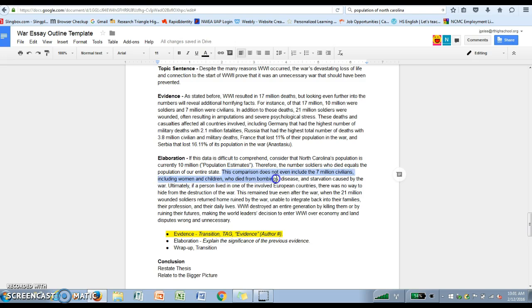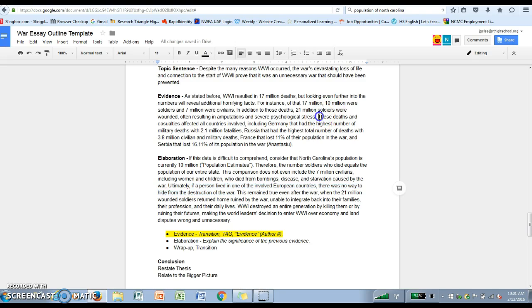So then the essay says, this comparison does not even include the 7 million civilians, including women and children who died from bombings, disease, and starvation caused by the war. So this explains the significance of the facts from here, that 7 million were civilians. It shows that this is significant because these were women and children who were not involved in the war, but who died anyway. And then the elaboration goes to say, ultimately, that's a transition, if a person lives in one of the involved European countries, there is no way to hide from the destruction of the war.